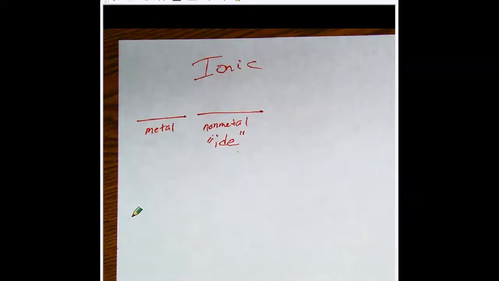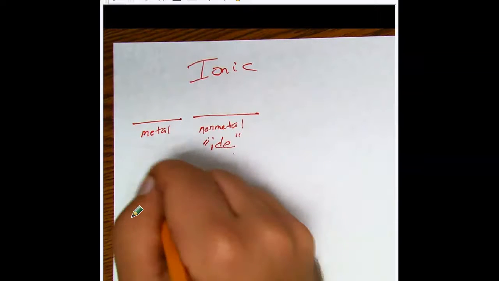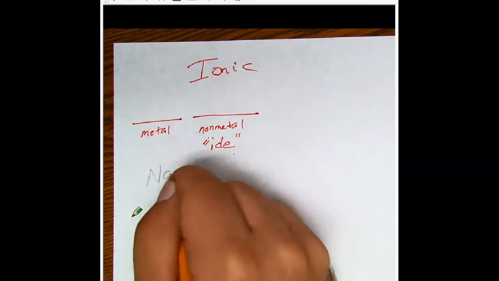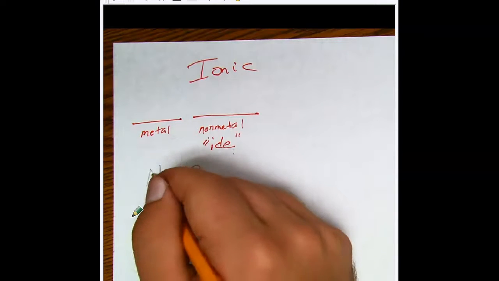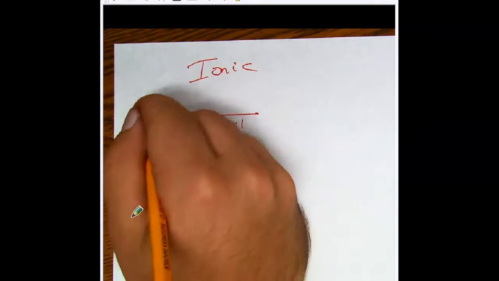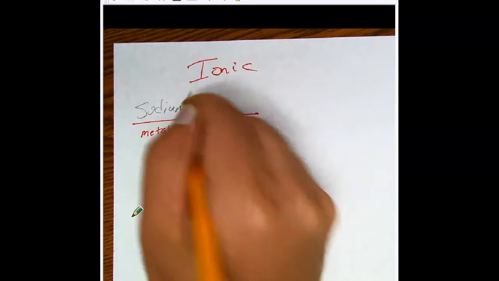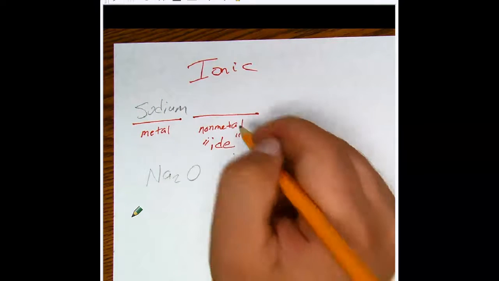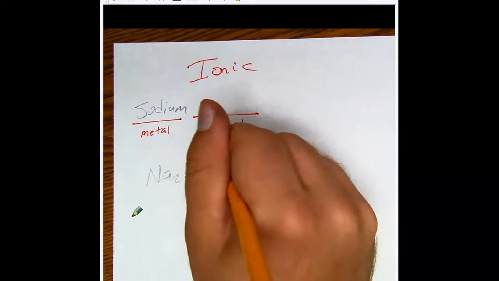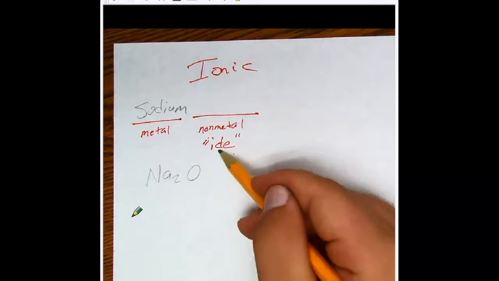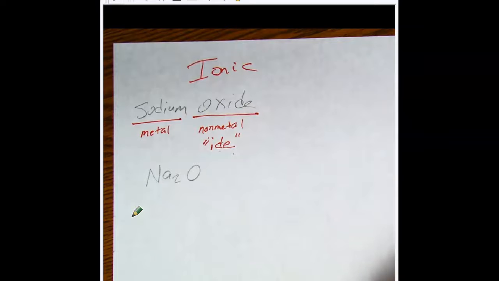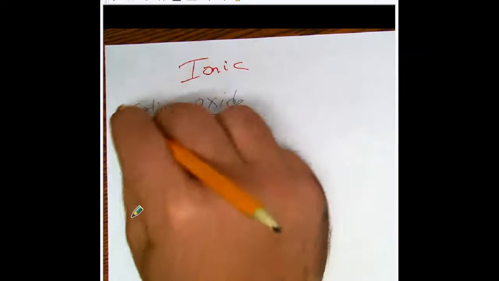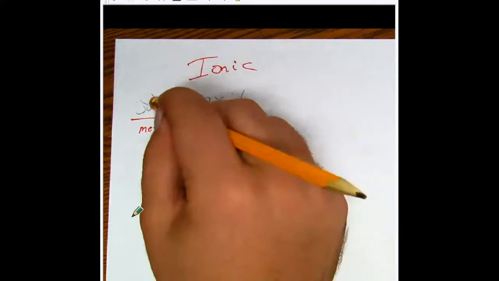So I'm going to write this in pencil so I can erase it. If I have an example of, let's say, Na2O, my metal always comes first. Na on the periodic table is sodium, so I just write sodium. The nonmetal is oxygen. However, I have to add IDE, so instead of oxygen, it turns into oxide. Sodium oxide.